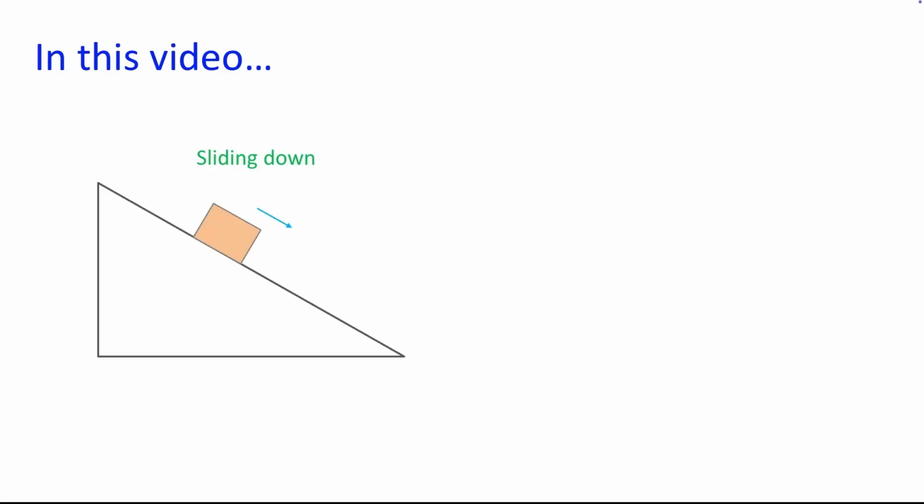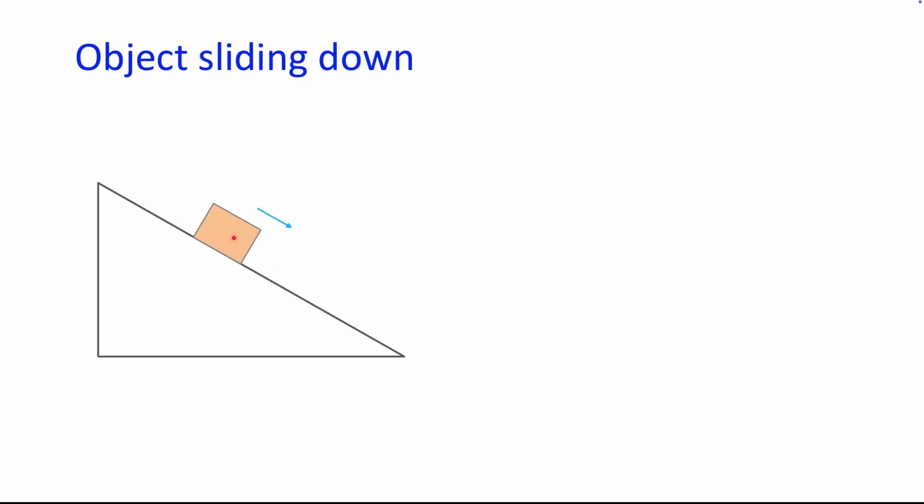In this video, you are going to learn how to find the acceleration of an object that is sliding down on an inclined plane, and the acceleration of the object that is sliding up on the incline. I have an object that is sliding down on an inclined plane. This angle is theta. Let us draw the forces acting on the object.